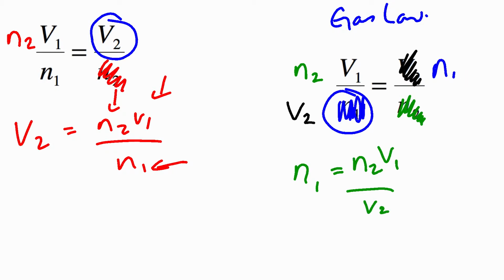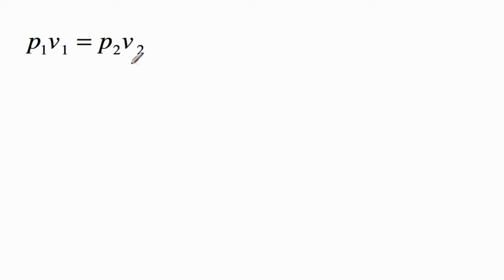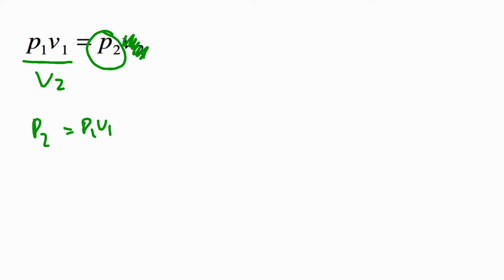Okay, let's try another law. This is Boyle's law, P1 V1 equals P2 V2. So again, if I'm wanting to solve for P2, this V2 is on a side of the equal sign. I don't want it there. So I can get rid of it from there as long as I take it to the other side. So it's on the top here, it'll be on the bottom over there. So P2 is equal to P1 V1 over V2.